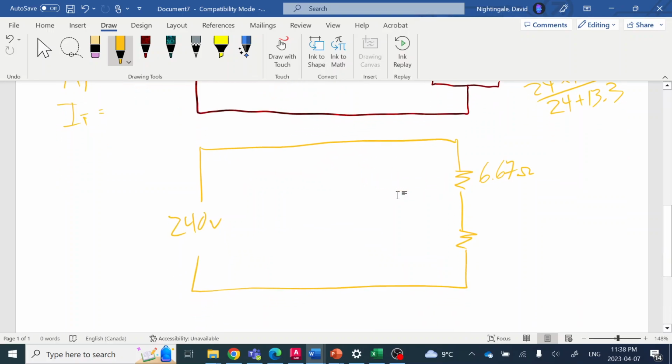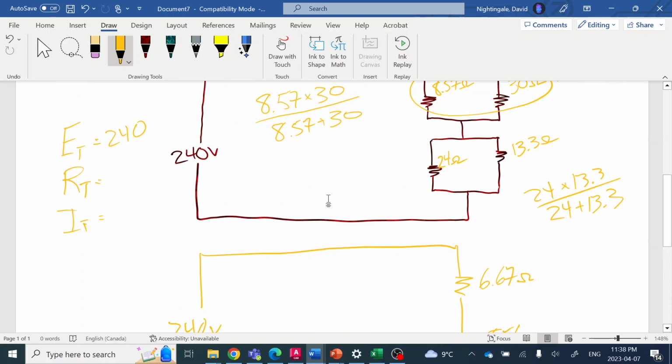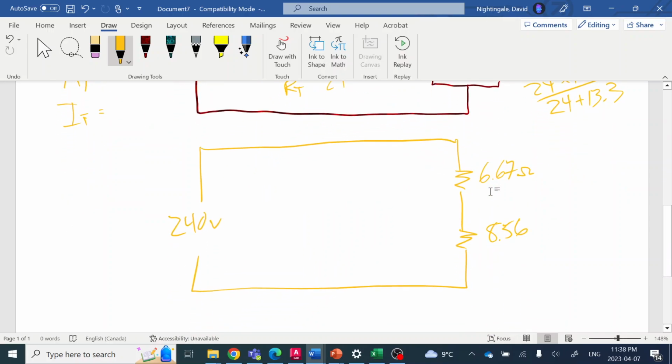And I get 8.56. Now, just as a reminder, I can also solve it using the reciprocal adding method. So 1 over RT is equal to 1 over 24 plus 1 over 13.3. So if I were to calculate that, I also get 8.55 or 8.56 ohms.